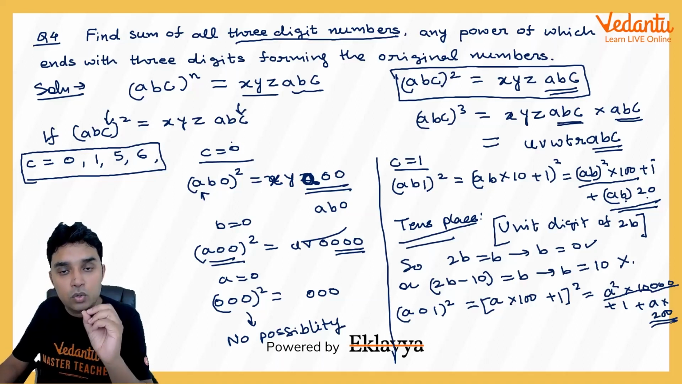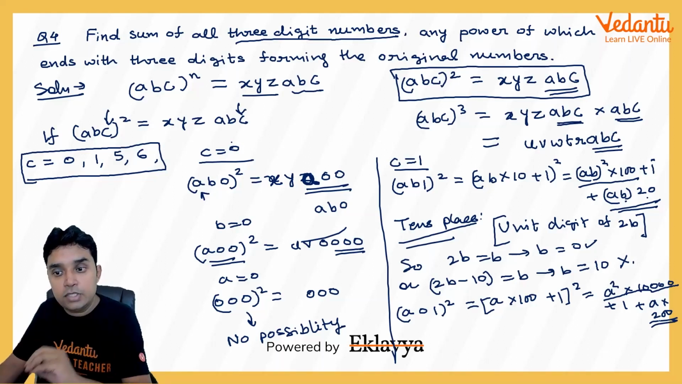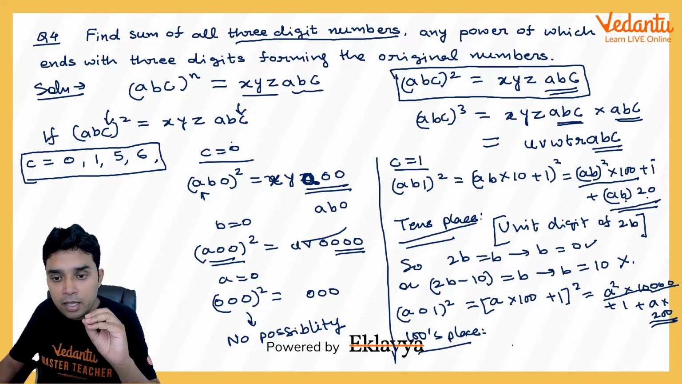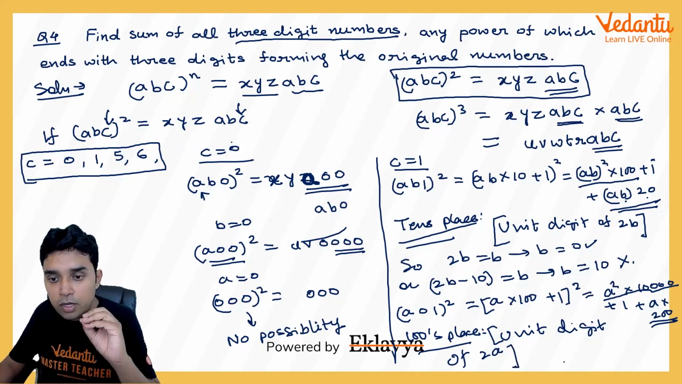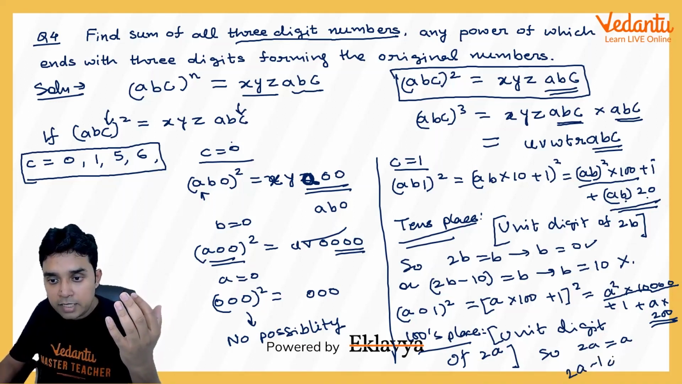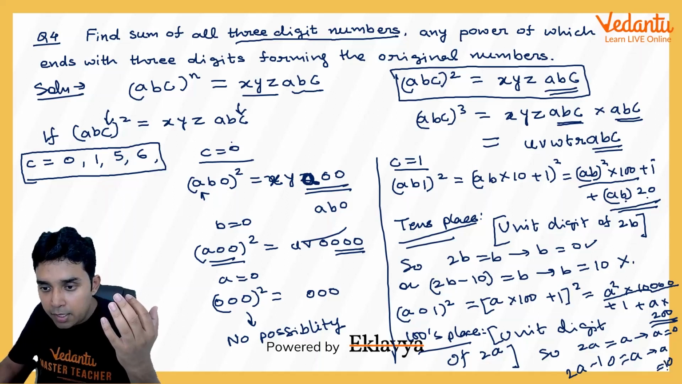In this case, A into 200, the last two digits will be guaranteed 0. But for the hundreds place, if we look on the right hand side, it will be decided by the unit digit of 2A. And this will be equal to either A, or if 2A is greater than 10, 2A minus 10 will be equal to A. So once again we are getting A to be 0 or A equal to 10. I think A equal to 10 is not possible.